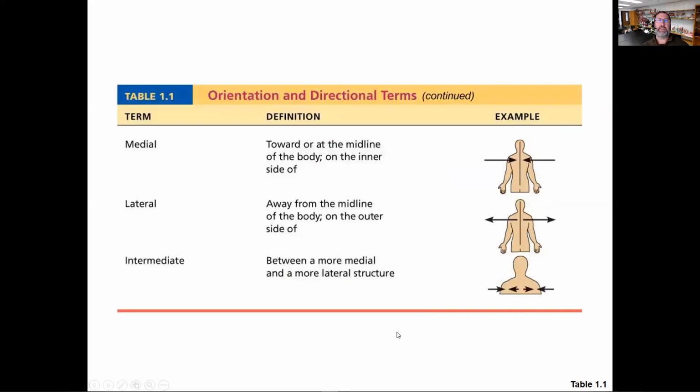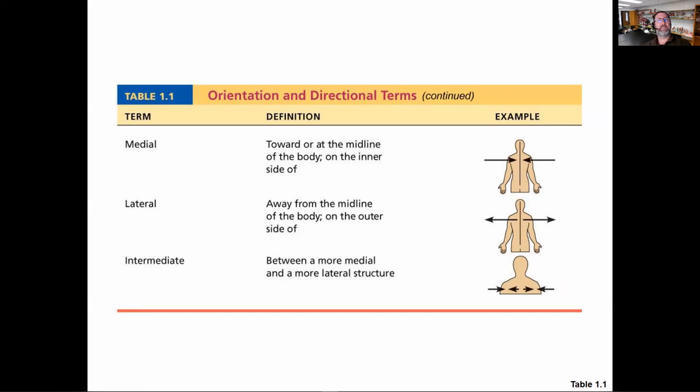Medial, lateral, and intermediate all relate to the very midline of the body. If we're headed towards that midline, we're considering the direction to be medial. If we're heading away from that midline, we're considering it to be lateral, and anything that would be in between is intermediate. In all of these discussions, whether it's superior, inferior, medial, lateral, we're talking about two items that are being related.